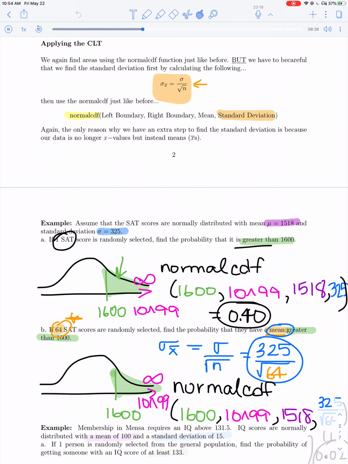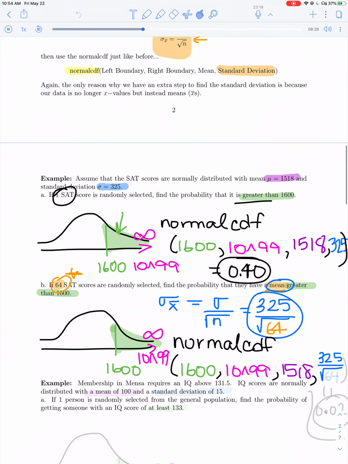So we're going to type in 325 divided by the square root of 64. Be careful that you close off your square root and also close off your normal CDF. And let's see what we end up with. So you'll go into your calculator, do your normal CDF of 1600, 10 to the 99, 1518 as your mean, and 325 over the square root of 64. And let's see what we end up with.